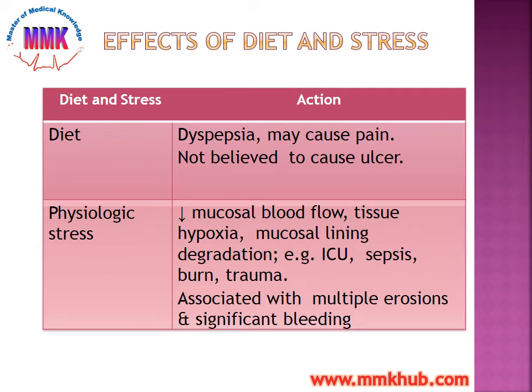Effects of diet and stress. Unhealthy diet can lead to the dyspepsia, which may cause the pain, but it is not believed to cause the ulcer formation. In physiological stress, there is decreased mucosal blood flow, leading to the tissue hypoxia, mucosal lining degradation. For example, in ICU patient or patient with sepsis, burn or trauma. It is associated with multiple erosions and significant bleeding.